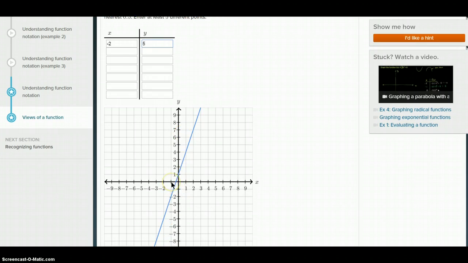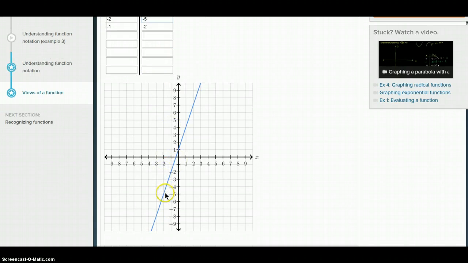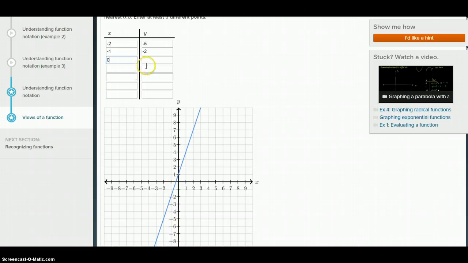And then at x equals negative 1, we have y equals negative 2. So negative 5, negative 2, and then at x equals 0, we have 1. And then at x equals 1, we have 4. And then at x equals 2, we have 7.